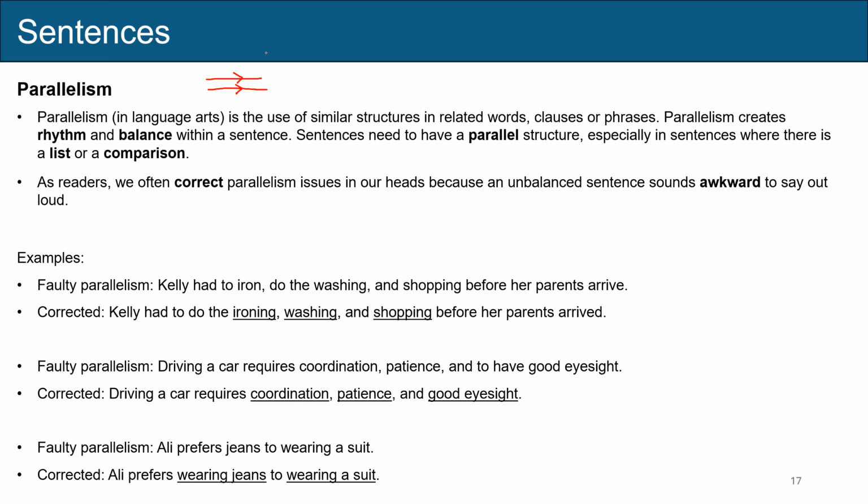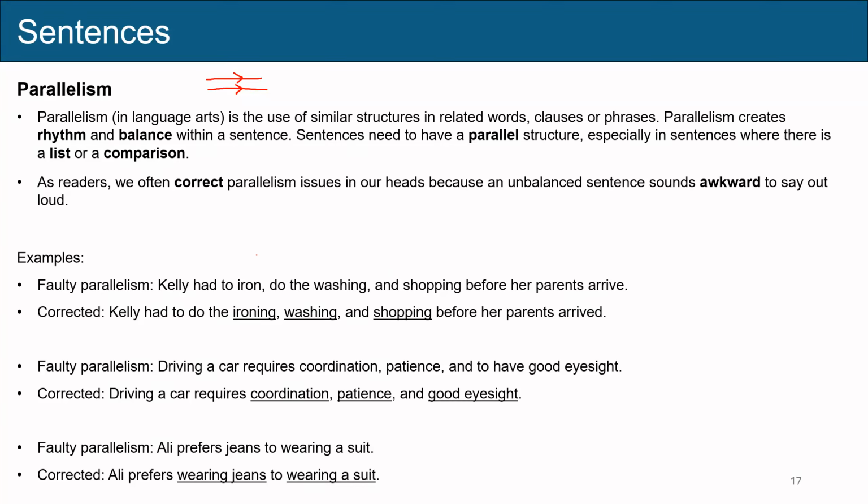As readers, we often correct parallelism in our heads, but if we read it out loud, it would become incredibly awkward to say or a little bit weird. So let's go through some examples here. Kelly had to iron, do the washing, and shopping before her parents arrive.